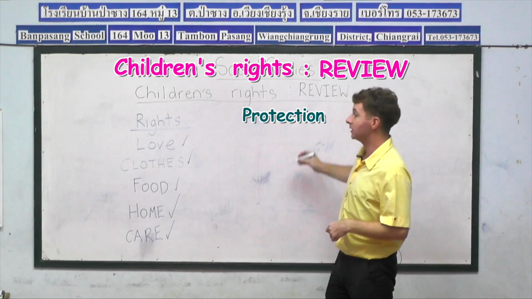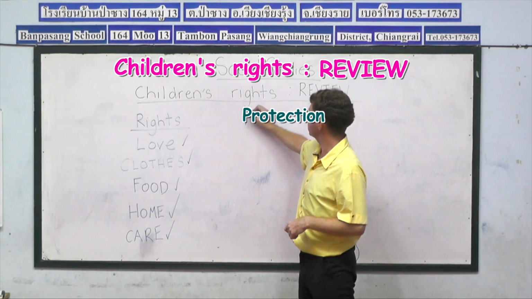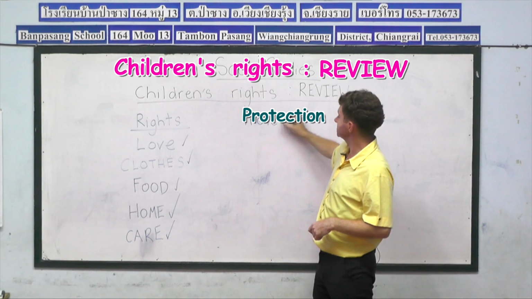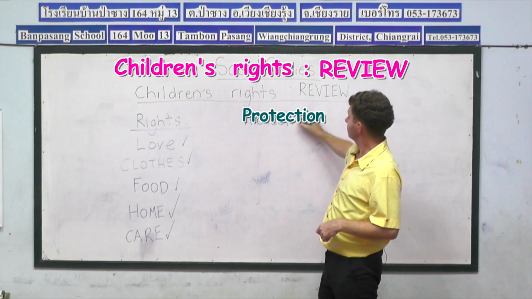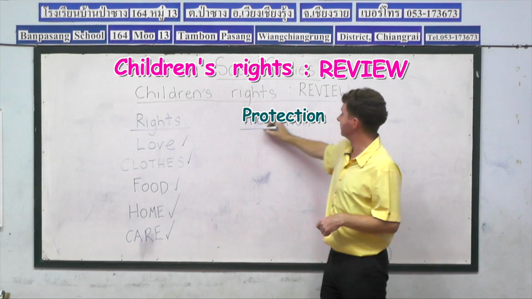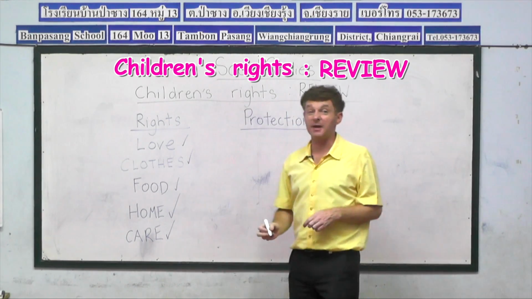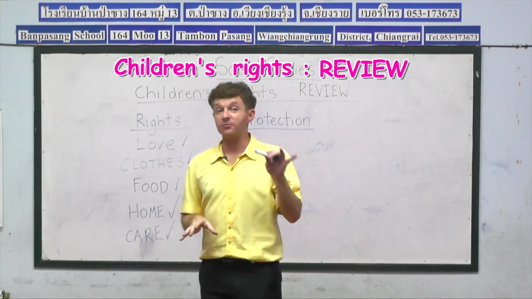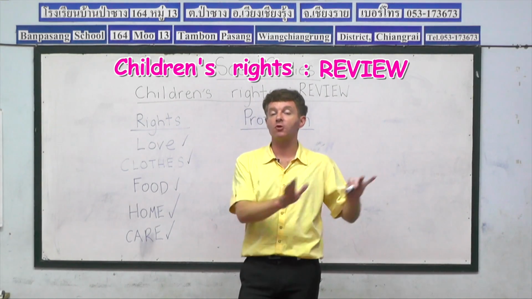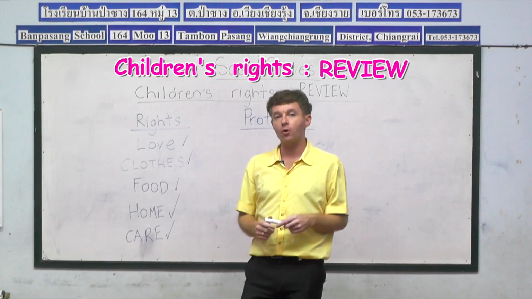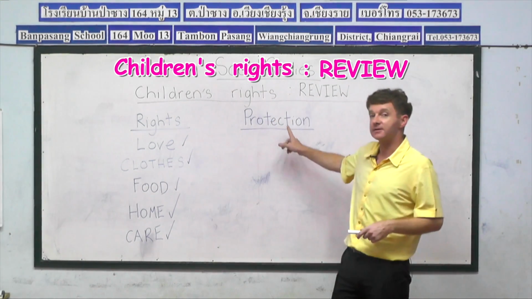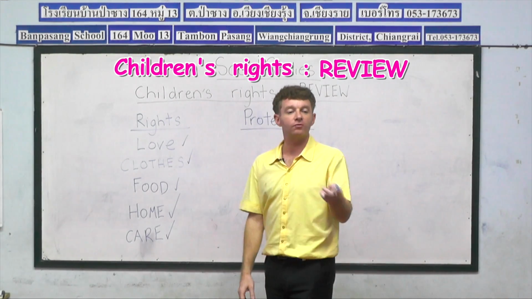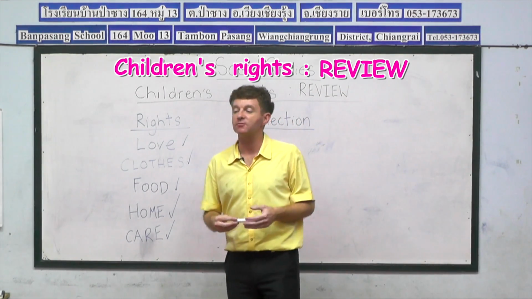And the next thing we learned about is something called protection. Because sometimes the world can be a dangerous place. There are people and there are substances that children must avoid. Therefore, protection is an important factor in the lives of a child. Now, what sorts of things should you guys be protected from?